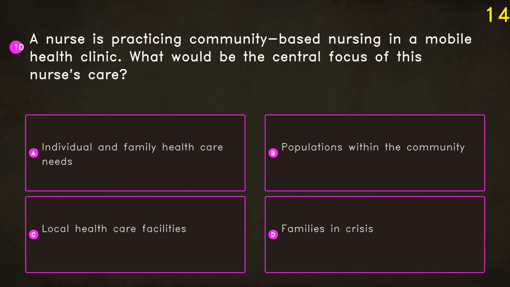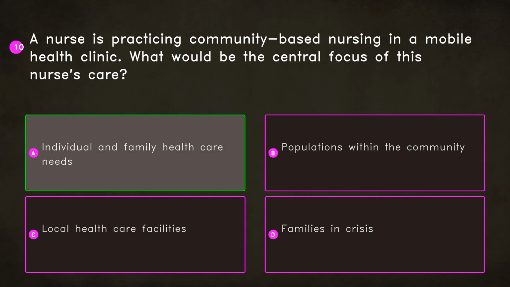Question 10. A nurse is practicing community-based nursing in a mobile health clinic. What would be the central focus of this nurse's care? A. Individual and family healthcare needs. B. Populations within the community. C. Local healthcare facilities. D. Families in crisis. The correct answer is individual and family healthcare needs.